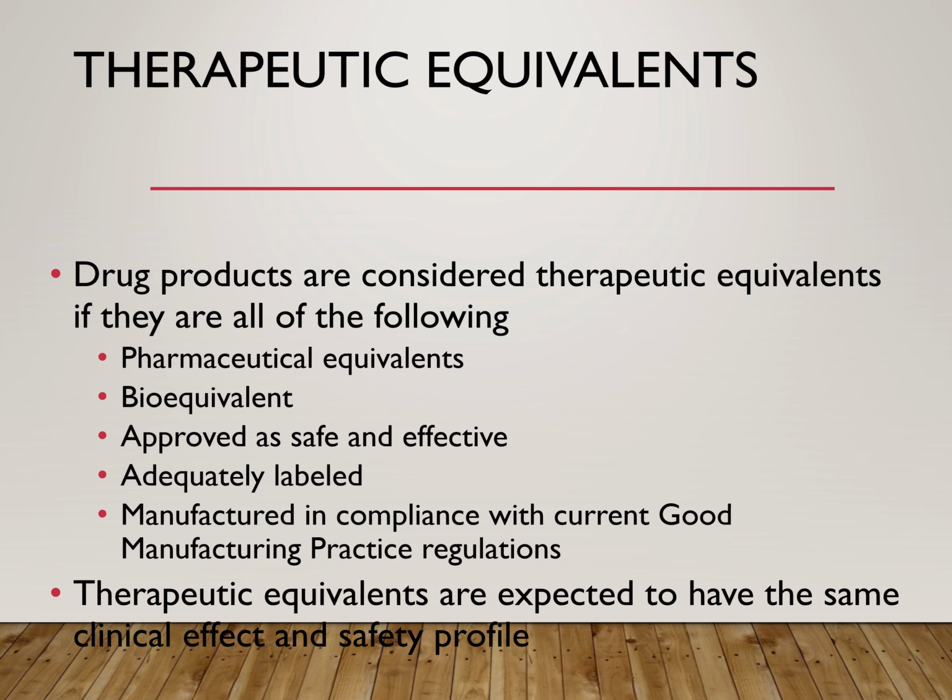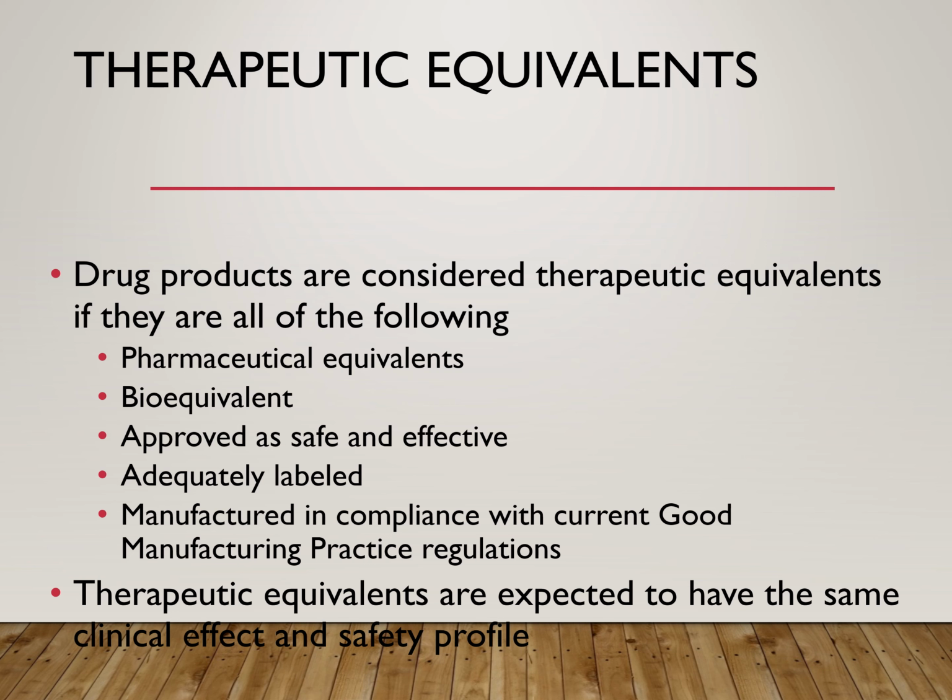Then what is therapeutic equivalence? How can it be considered? The first point explains pharmaceutical equivalence, where every factor should be the same. Then bioequivalence, where the biological properties of the drug should be the same. And what is the third point? Approved as safe and effective. Who will approve? FDA. It should be FDA approved.